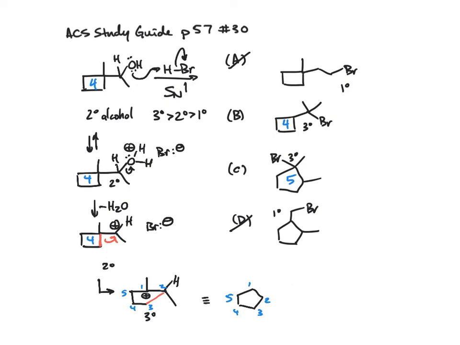Carbon 1 has a methyl group plus a plus charge. Carbon 2 has a methyl group and that hydrogen. 3, 4, and 5 are all CH2. The bromine's still floating around. And at this point, it captures that tertiary carbocation to give you C, the correct answer.